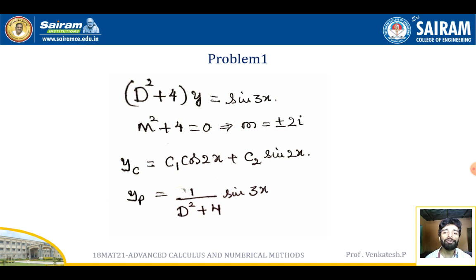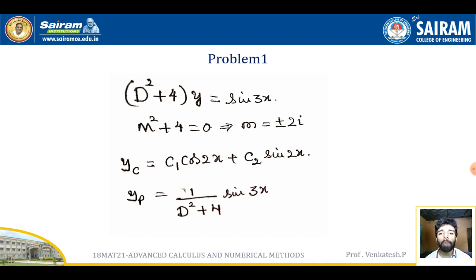Now we will see a few examples related to type 2. The given equation is d power 4 plus 4 into y is equal to sin 3x. Here the trigonometric function is on the RHS, so we have to use type 2.